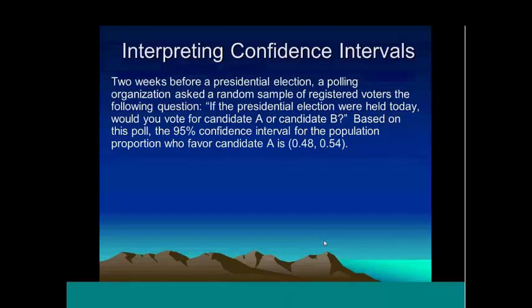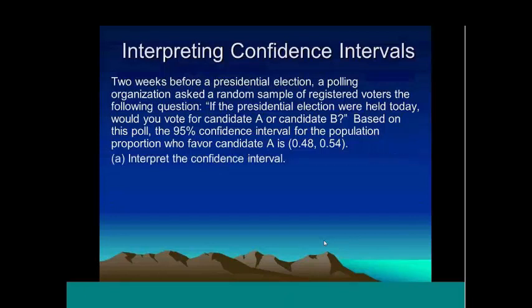So here's an example. 2 weeks before a presidential election, a polling organization asked a random sample of registered voters the following question. If the presidential election were held today, would you vote for candidate A or candidate B? Based on this poll, the 95% confidence interval for the population proportion who favor candidate A is 0.48 to 0.54.